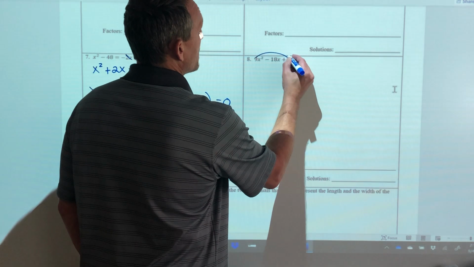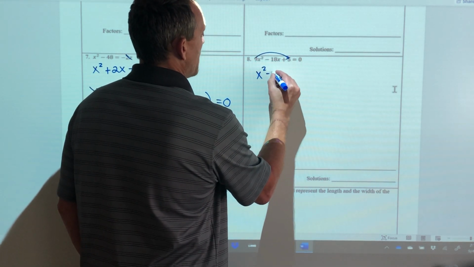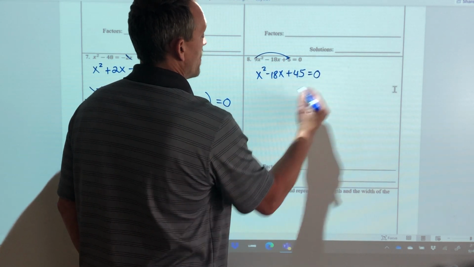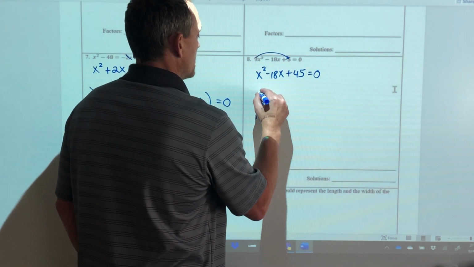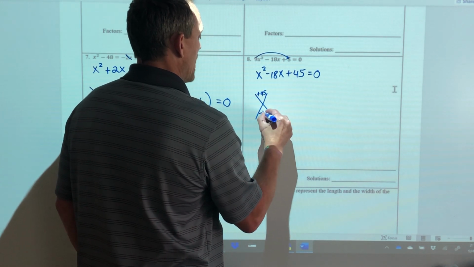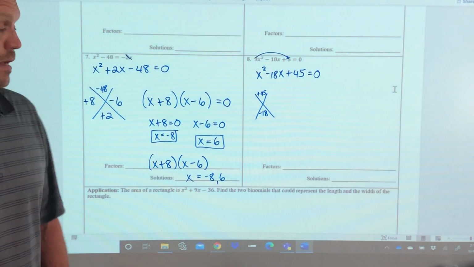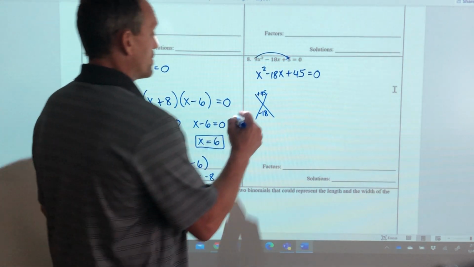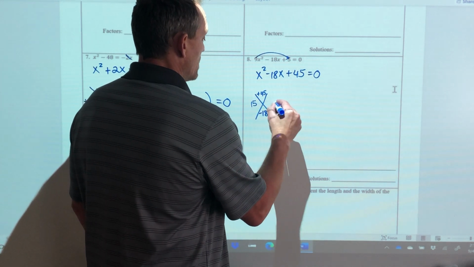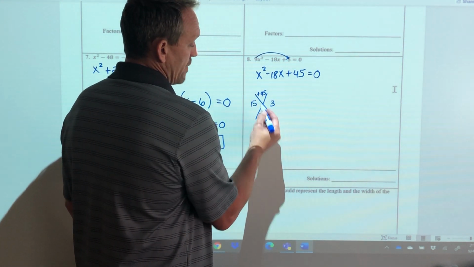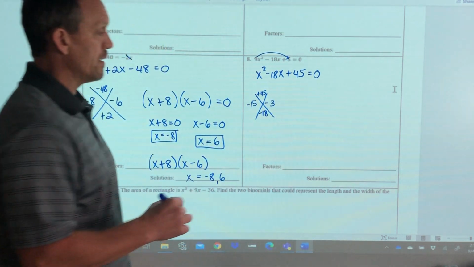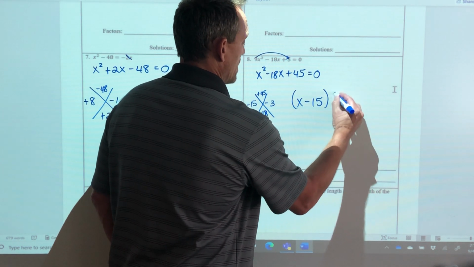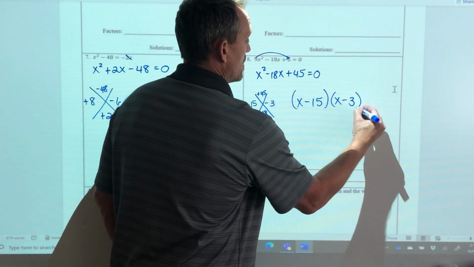I'm going to multiply that. x squared minus 18x plus 45. 9 times 5 is 45. Star method. Plus 45, minus 18. It's a little tricky here. What factors of 45? Well, I know what they are, and you guys got to work on your factors. It's going to be 15 and 3. And because this is negative and this is positive, they're both going to be negative. So now I have factors that are x minus 15, x minus 3, and it's equal to 0.